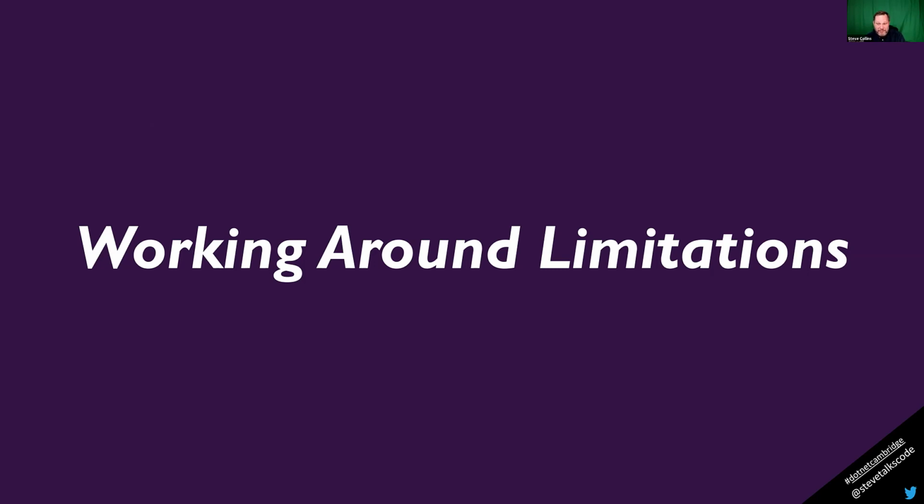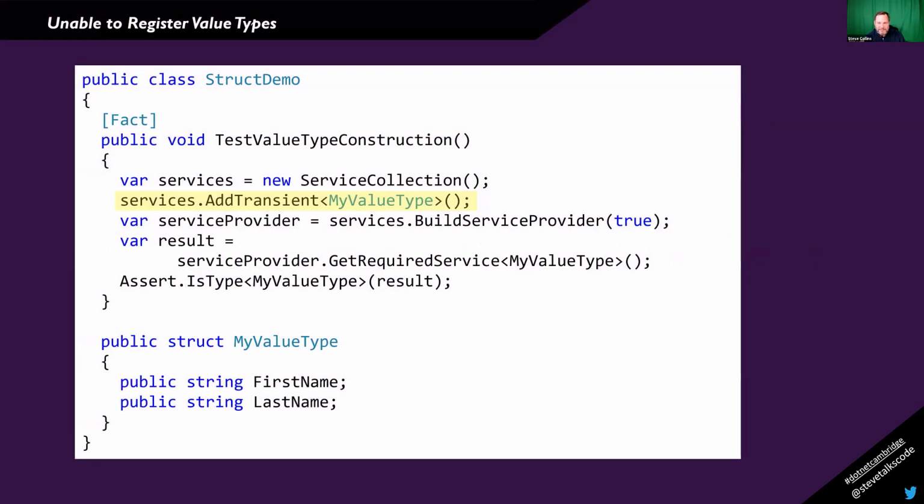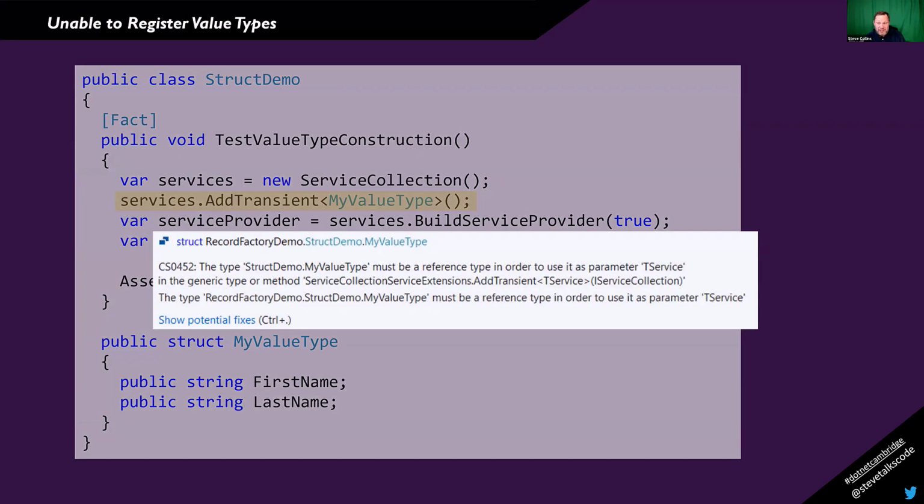Another place where this can be useful is if you need to create instances of struct value types, where some of the properties come from the container. The problem here is that you simply cannot register value types with the Microsoft DI container as it's not supported. So you need to get all the dependencies and instantiate the value type itself. So here you see I'm attempting to add a struct type registration to the generic add transient. And here's the Roslyn error to say that's a no can do.